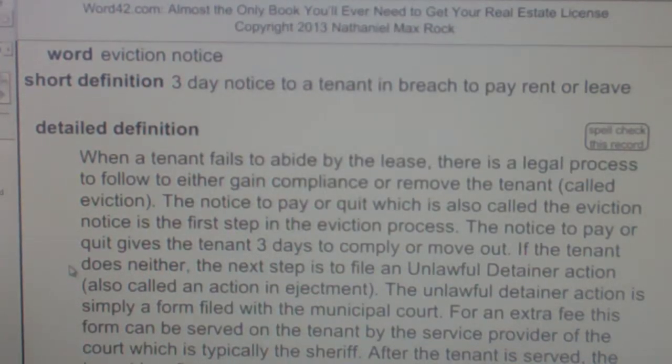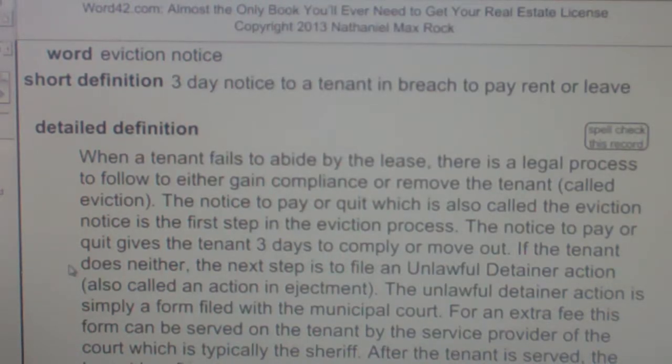Eviction notice. 3-day notice to a tenant in breach to pay rent or leave. When a tenant fails to abide by the lease, there is a legal process to follow to either gain compliance or remove the tenant, called eviction. The notice to pay or quit, which is also called the eviction notice, is the first step in the eviction process. The notice to pay or quit gives the tenant 3 days to comply or move out.